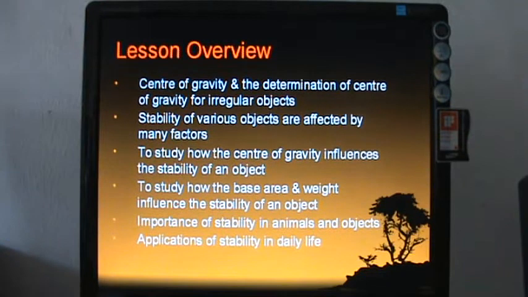As we prepare ourselves for this chapter, we need to look at the lesson overview: center of gravity and the determination of center of gravity for irregular objects. The stability of various objects is affected by many factors, as we will discover later. We will study how the center of gravity influences the stability of an object, how the base area and weight influence the stability of an object, the importance of stability in animals and objects, and applications of stability in daily lives.